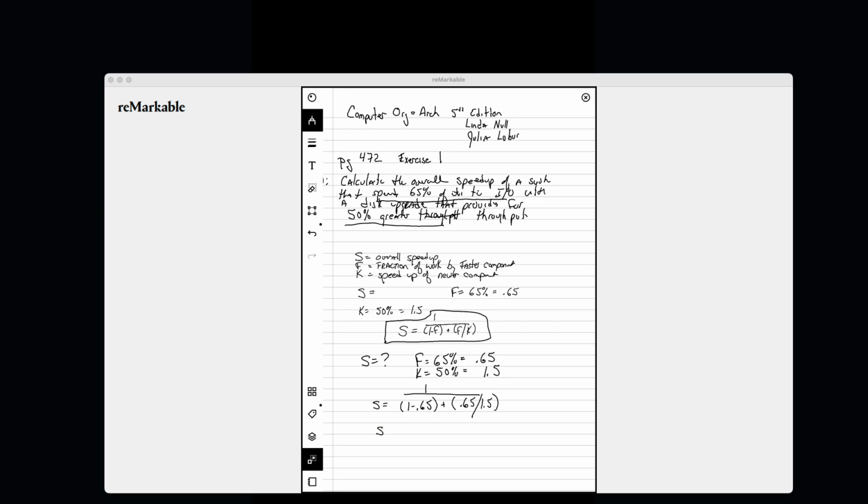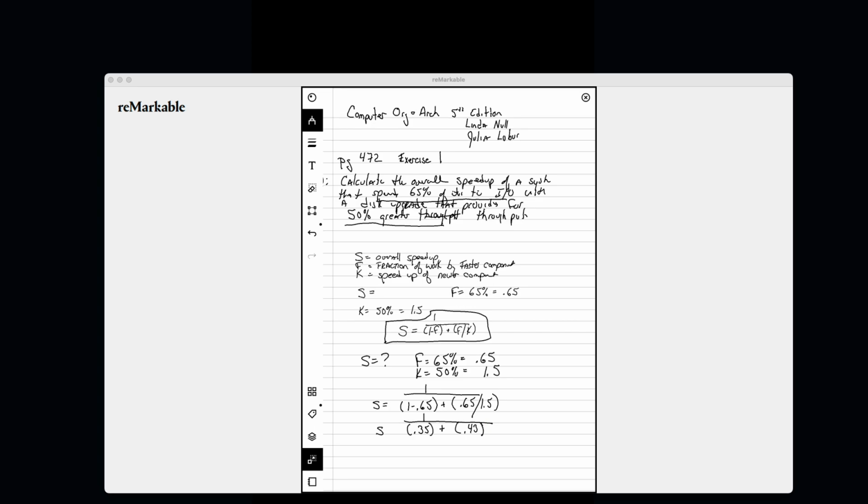So 1 minus 0.65. I know it's 0.35, but I'm going to use a calculator. And then I'm going to do the same thing with 0.65 divided by 1.5, and that is 0.43333. So I'll round it to 0.43.